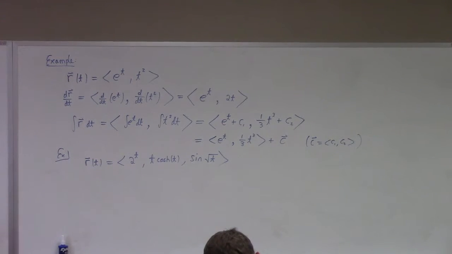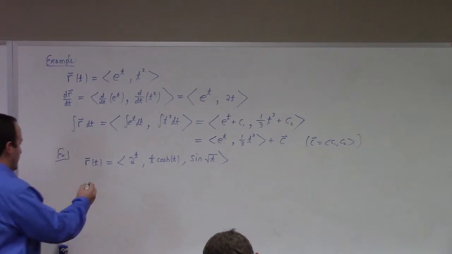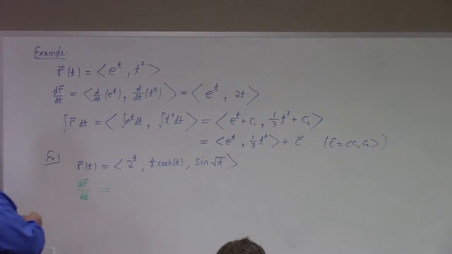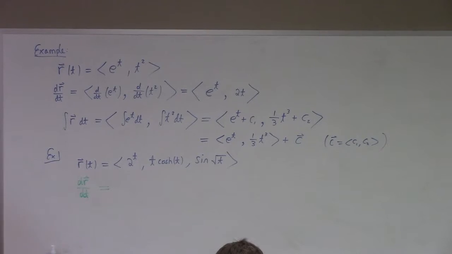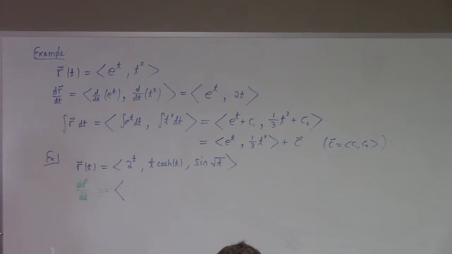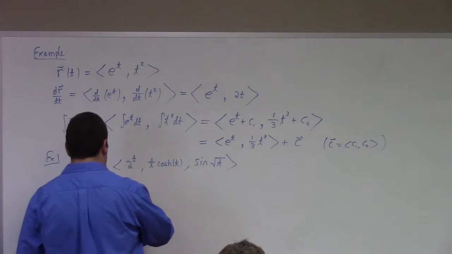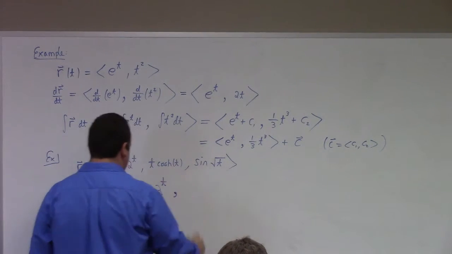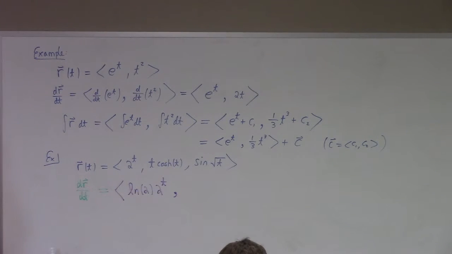So let's differentiate. Let's calculate. dr/dt is what? Let me not use this marker. It doesn't show up very good. What's the derivative of 2 to the t? 2 to the t minus 2 divided by minus 2. Is the natural log of 2 times 2 to the t. How about the next thing? What's the derivative of t times hyperbolic cosine of t?